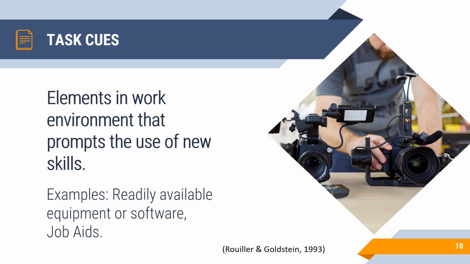Task cues are characteristics of a trainee's job and work environment that prompt or remind him or her to use new skills and behaviors acquired through training. For example, readily available equipment or software, as well as job aids that remind trainees how to perform tasks.